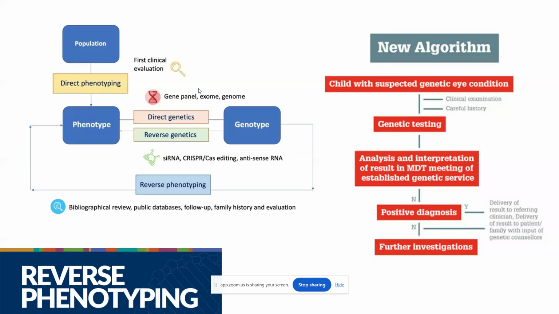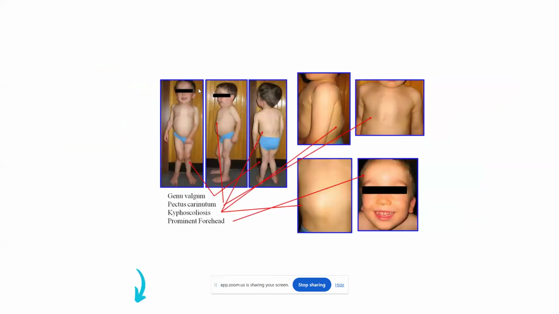After deep phenotyping, you'll have to know about reverse phenotyping. This is being done at many institutes now. I understand why this concept has come. Let's just go quickly. For example, there's a child with suspected MPS, mucopolysaccharidosis.